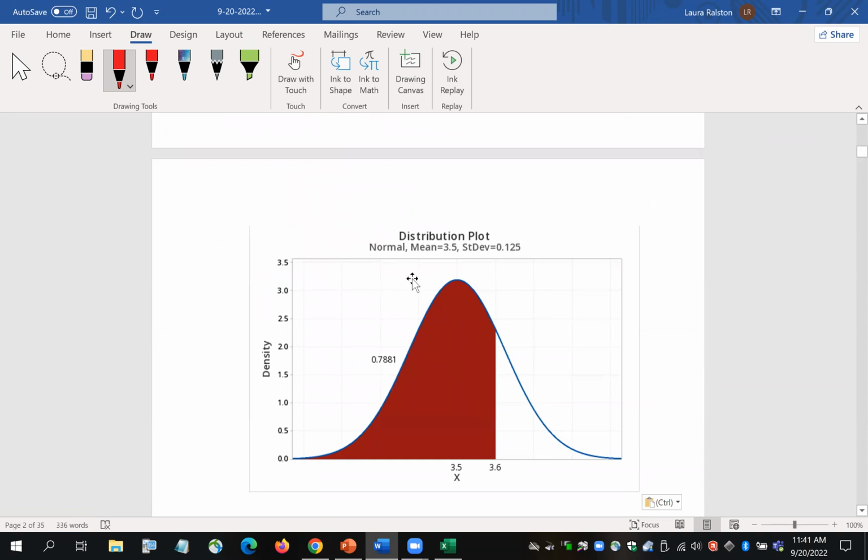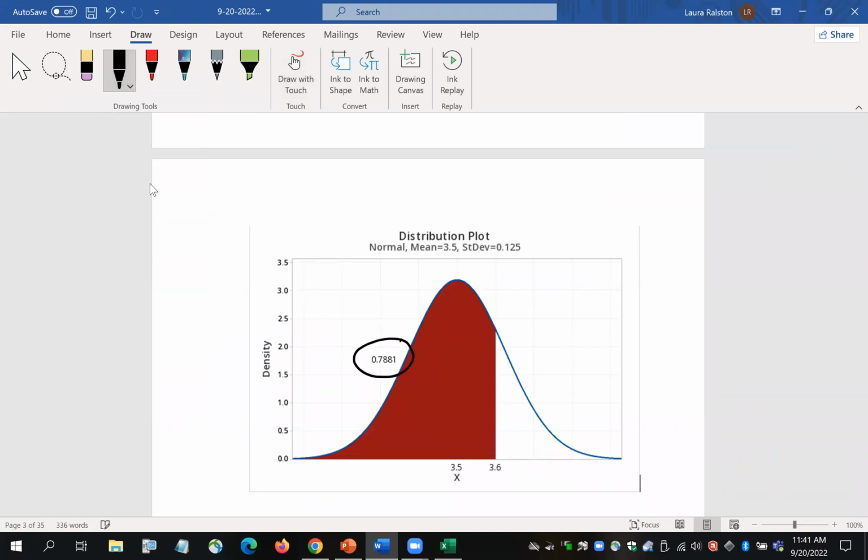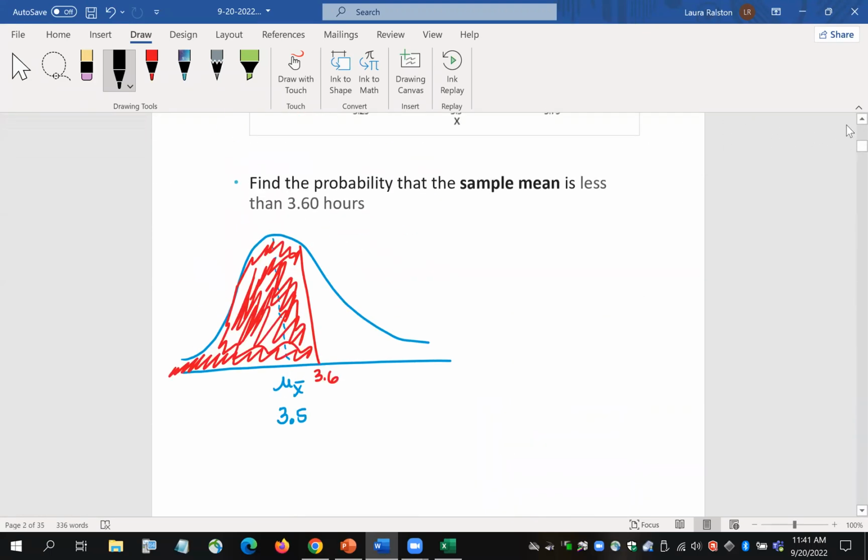What you're looking for when you're reading this is this number that's hanging out in space. You've got your bell shape. It indicates the mean. It indicates 3.6 and less than. So I get 0.7881. So the probability that it takes a student less than 3.6 hours to take the SAT is about 78 to 79%. This would be the answer that you would give.